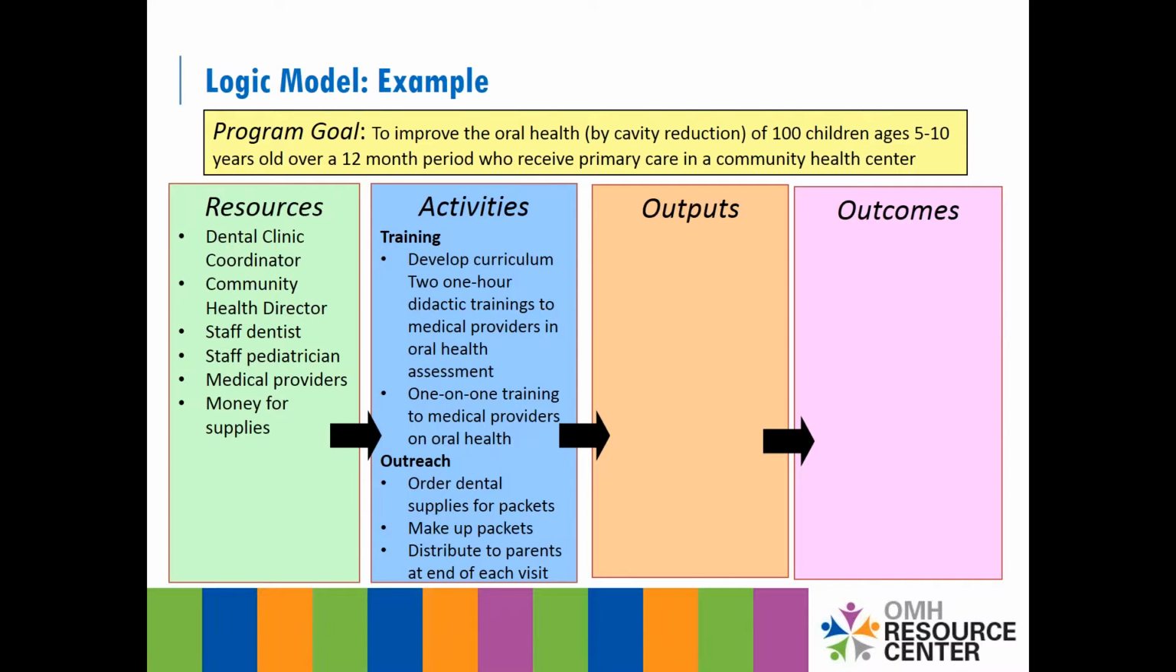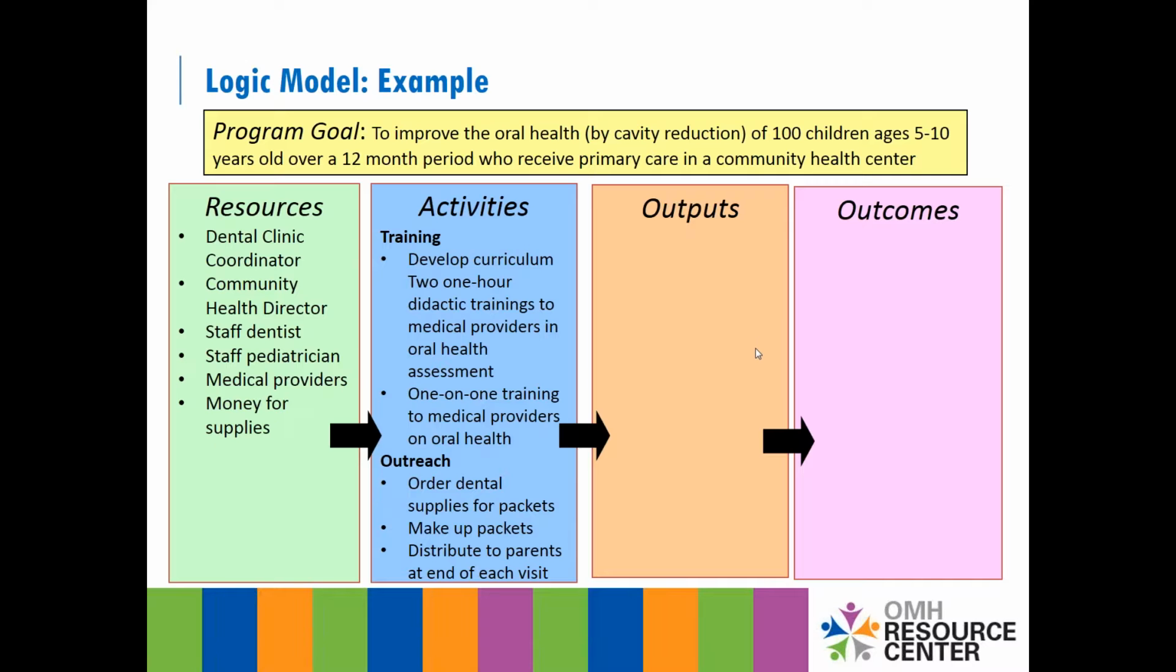So back to the logic model example. We've left a couple of things blank so you can start to think about how you would probably expect to see these outputs, or what you would expect as a result of these resources and activities. So the overarching program goal for this particular example is written in a SMART way, and it's specifically to improve the oral health by cavity reduction of 100 children ages 5 to 10 years old over a 12-month period who receive primary care in a community health center.